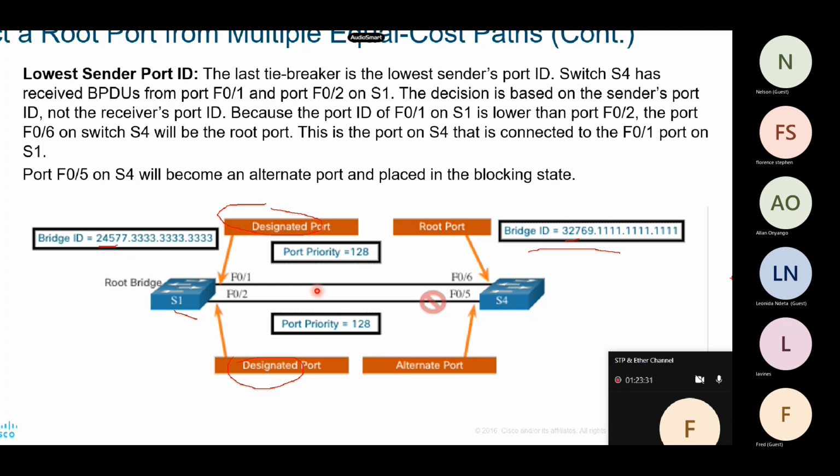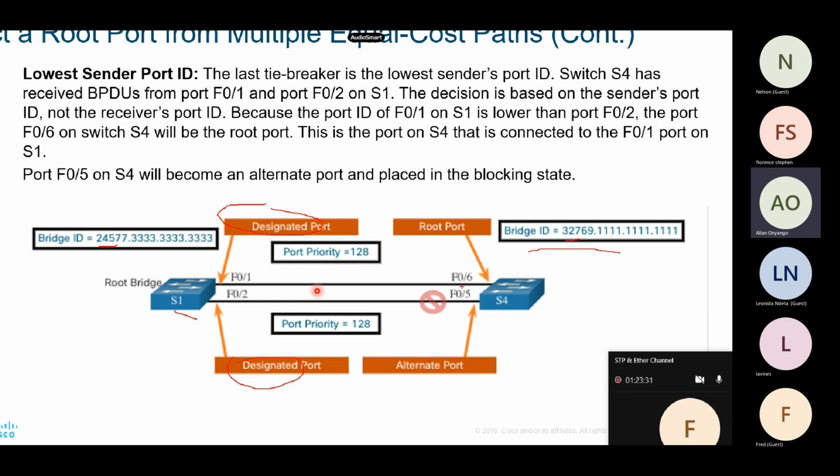Now, the only way to break the tie is to determine which of these ports is the root port. If one end is a designated port, the other ends should have been root ports, since the end of the switch connecting to the root bridge is always the root port. But we are going to refuse to accept that, since we only have two switches in this case. So in this case, we're going to use what is called the lowest sender's port ID. That is not something very complicated.